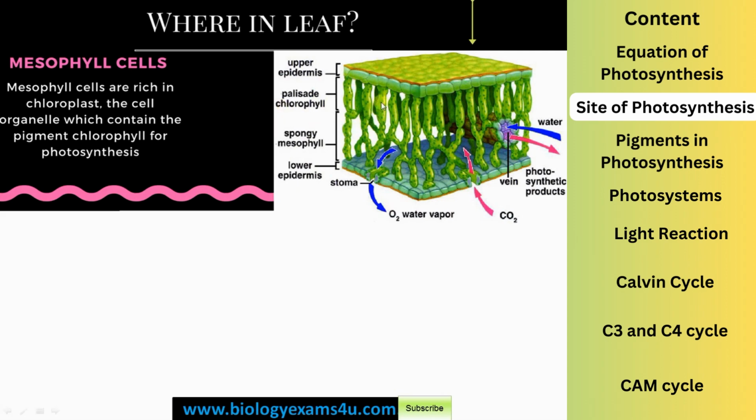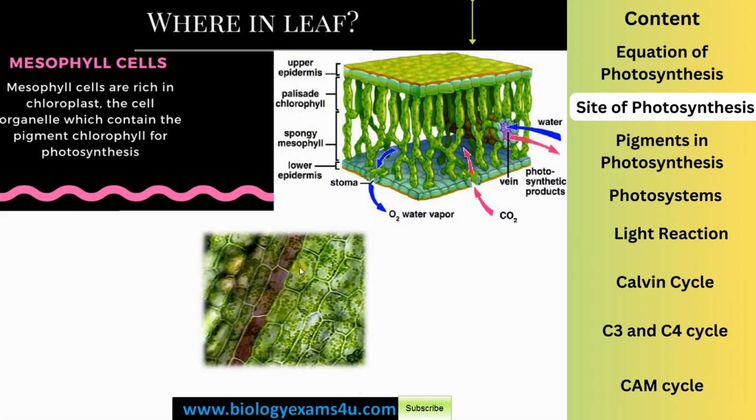Nearly 80% of photosynthesis occurs in these cells. These cells are abundant in chloroplast. And you can see these cells are rich in chloroplast. So it's a primary site of photosynthesis.